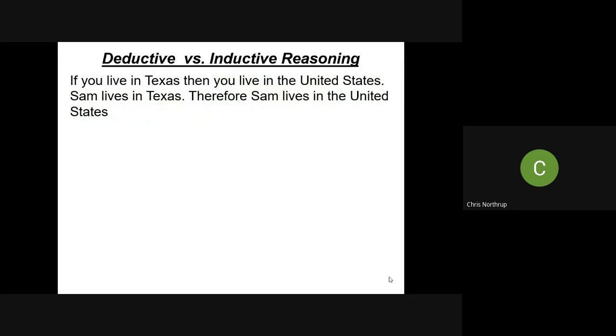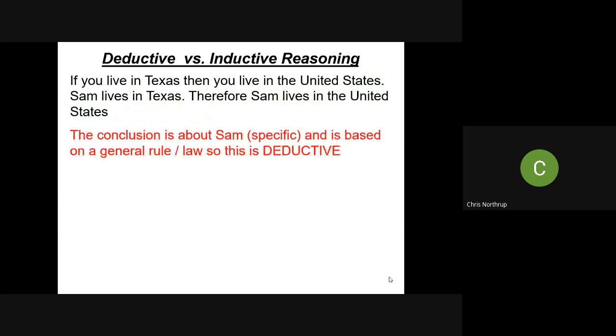Now, let's look at the specific event or observation of Sam. Sam lives in Texas. Using that general rule about being in Texas causing you to be in the United States, we can then make the conclusion about Sam that Sam must also live in the United States. The specific conclusion is based on that general rule, so this is deductive reasoning.